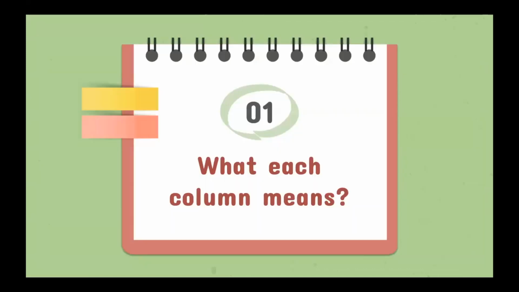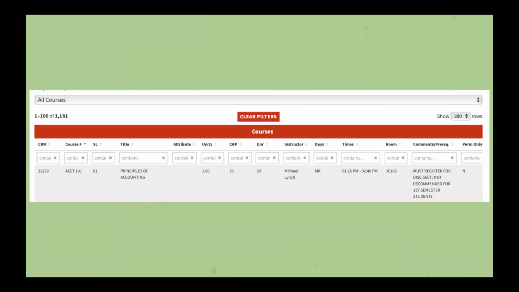So first off, we're going to start up with what each column means. So here we have what one of the courses would look like, and you see all the different columns. So the first column is the CRN, which is really important for registration purposes. You would need that code to register for that specific class. The course number, which just shows what the course number is, basically. The SC, which is the section. So sometimes classes have multiple sections for it.